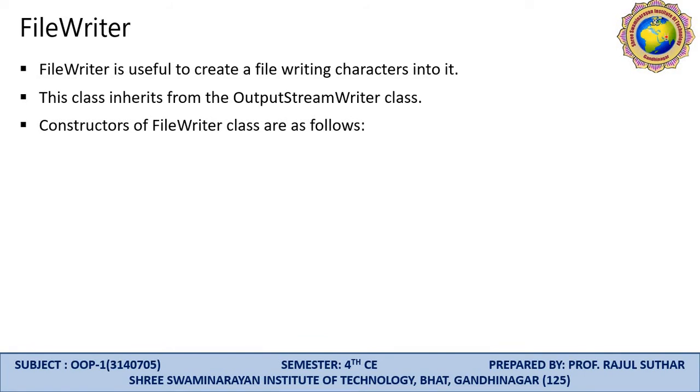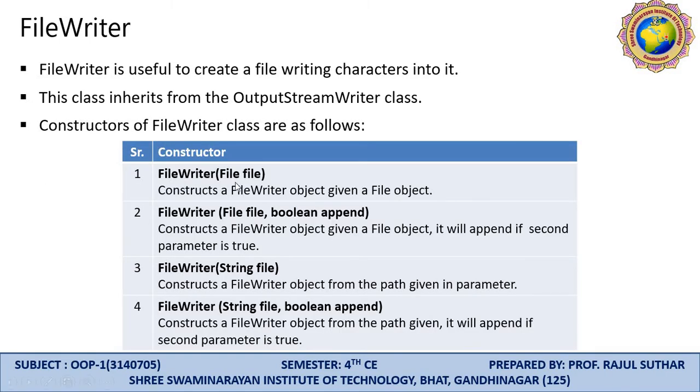Constructors of the FileWriter class are as follows. This type of constructor is used like FileWriter(File file). So it constructs the FileWriter object given a File object. FileWriter(File file, boolean append): file is one parameter, and boolean is used for append. So it constructs a FileWriter object given a File object, and it will append. Append means add the characters at the end if the second parameter is true.